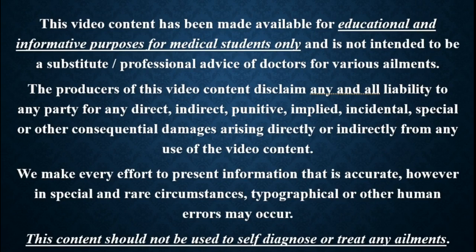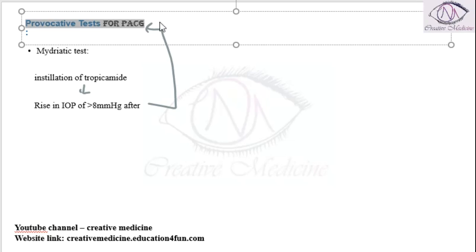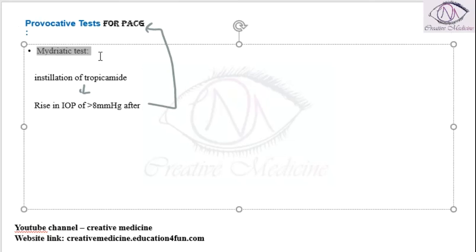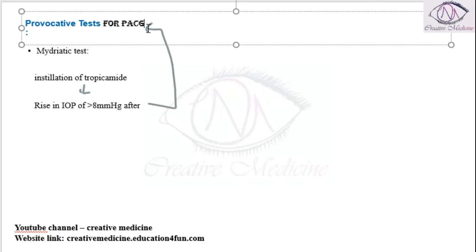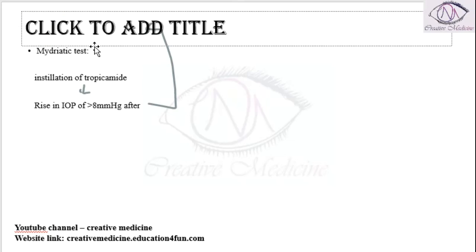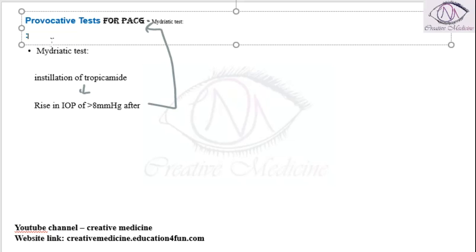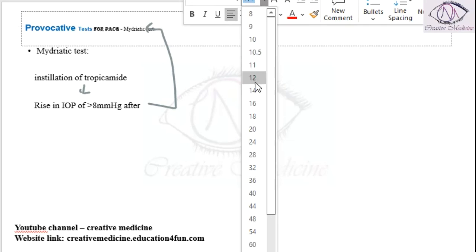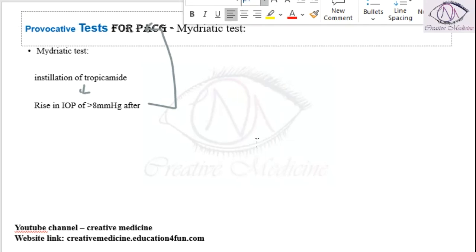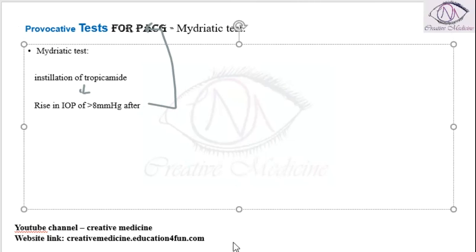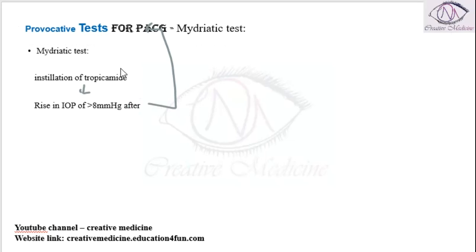In this lecture, we will learn about the provocative test for angle closure glaucoma. The first provocative test for angle closure glaucoma is the Mydriatic test. So what does this Mydriatic test mean? In this Mydriatic test, you will give a Mydriatic, that is tropicamide.